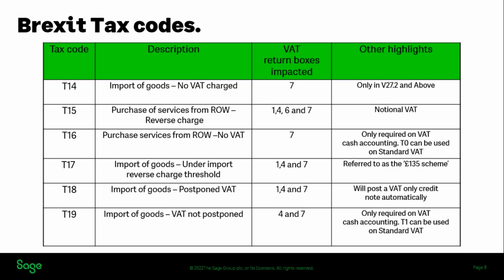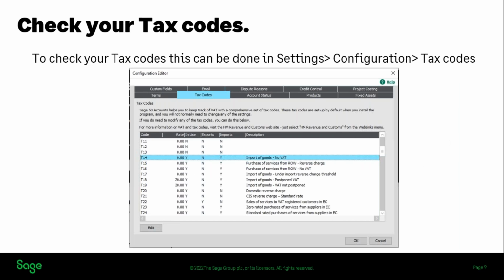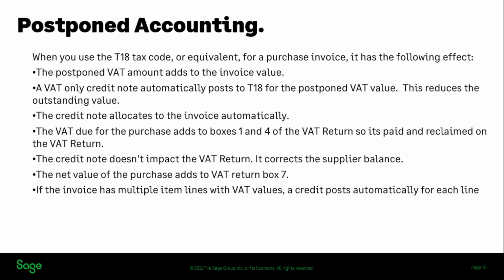Okay, so that's the 6 tax codes. Now I'm not going to demonstrate all of them, because most of them are just like a normal tax code. They do have funny impacts on your VAT return, but processing them is just like processing your T1 or your T0 transactions. What I am going to demonstrate is that of the T18. So just skip that slide there because we showed you that live earlier on.